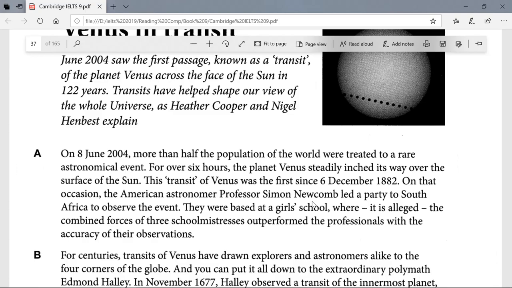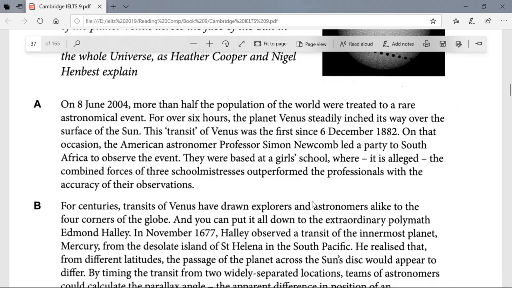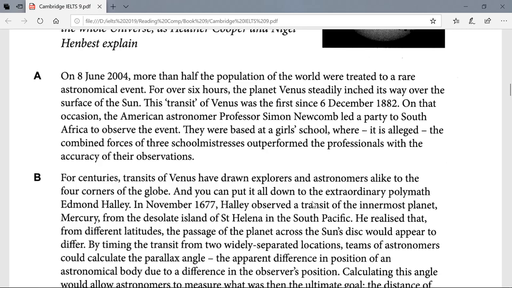Now see, I don't understand what transit is, I don't know what Venus is, but they are talking about these two things which are quite unknown. So I'll just try to get a basic idea.